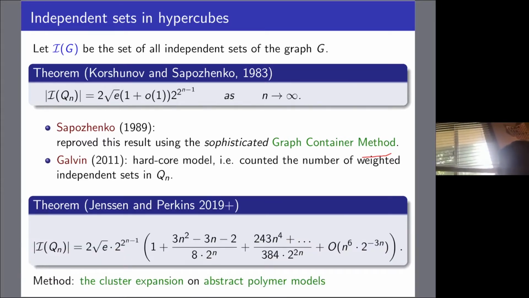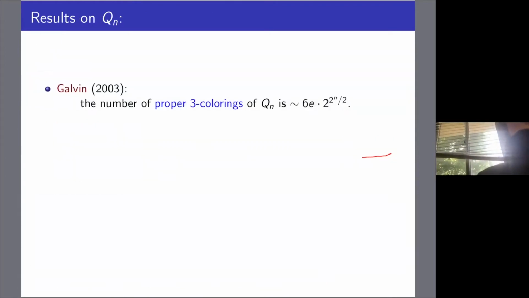And there was recently a paper of Jenssen and Perkins where they computed the many error terms, and they used the cluster expansion and abstract polymer models. And this hypercube was very popular, like Galvin counted the number of proper colorings of the vertices. Here he again had this nice constant e.